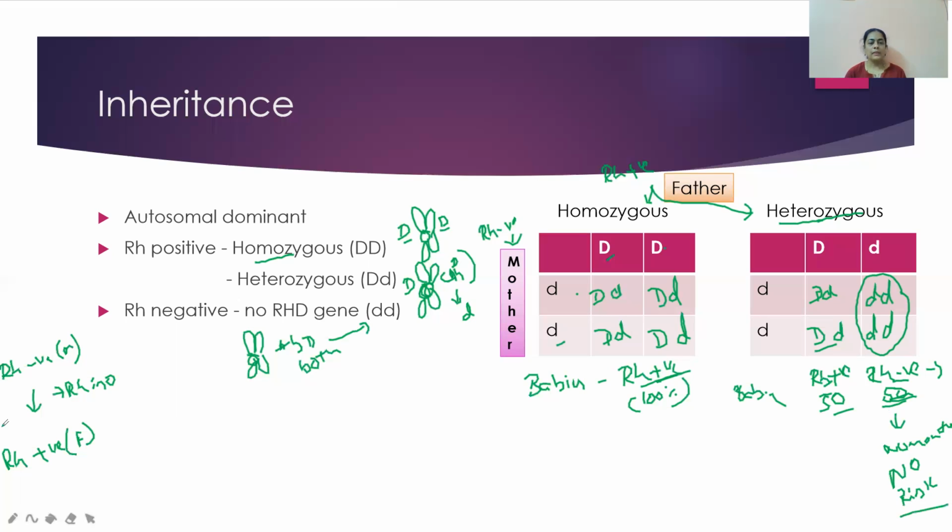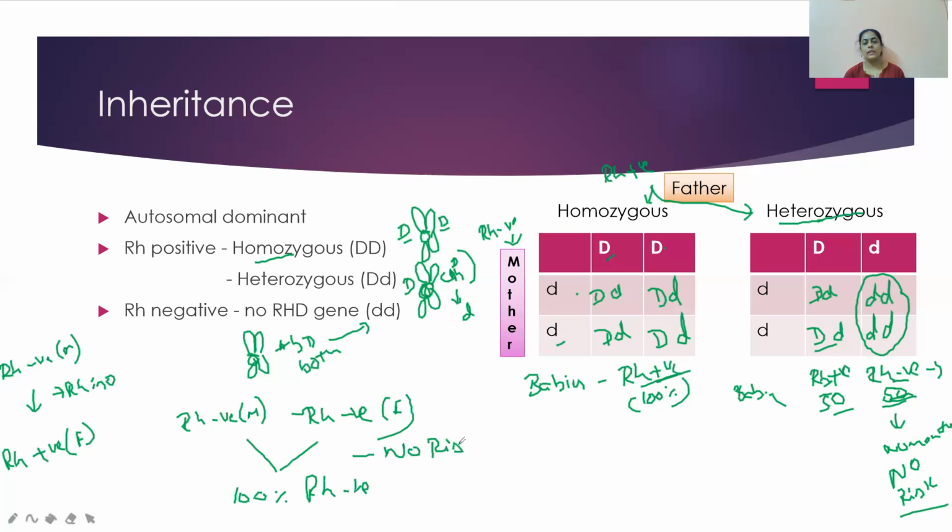Fine. What happens if the mother is Rh negative and the father is also Rh negative? The resultant fetus will be 100% Rh negative. So here also there is no risk. In the heterozygous case, 50% there is no risk because there is a 50% chance of the baby being Rh negative. And if both mother and father are Rh negative, there is no risk of isoimmunization.